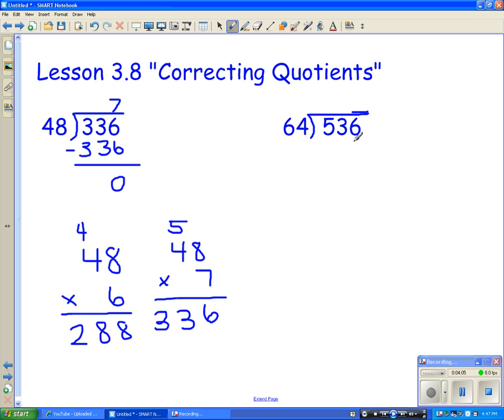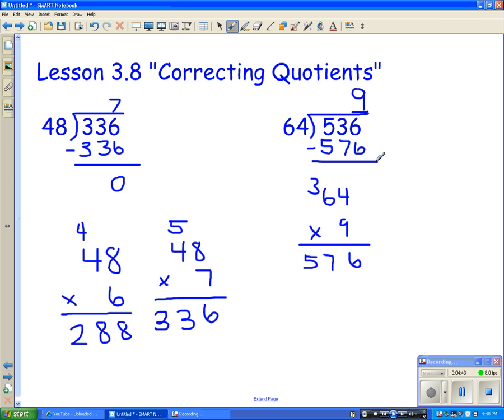But I could also think of it as 536 is kind of close to 480, and then use 60 again, and my estimate would be 8 for my quotient. I'm going to go ahead and try 9. So I put my 9 here, and then I figure out 64 times 9. 9 times 4 is 36. 9 times 6 is 54. Plus 3 is 57. So I would put that right under here to subtract.